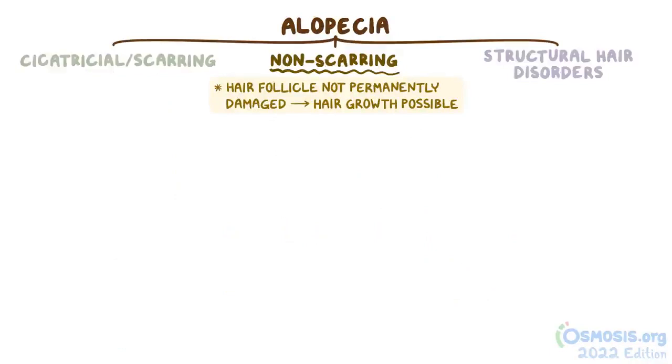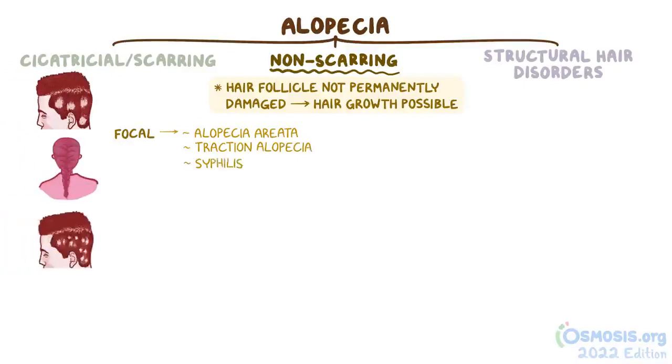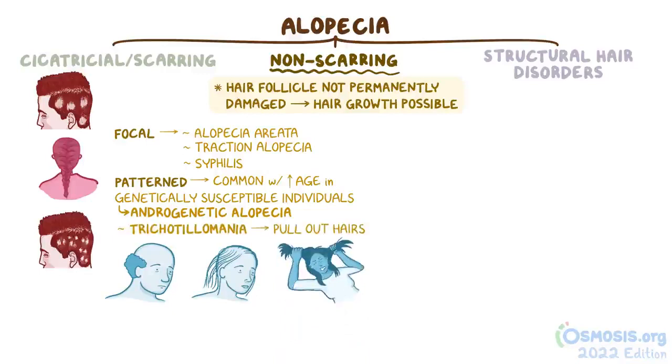Non-scarring alopecias are subdivided as focal, patterned, and diffuse. Focal hair loss can be observed in conditions like alopecia areata, traction alopecia, or syphilis. Patterned alopecia is a common condition with increasing age in genetically susceptible individuals, called androgenetic alopecia, or it can be associated with trichotillomania, where individuals repeatedly pull out hairs.